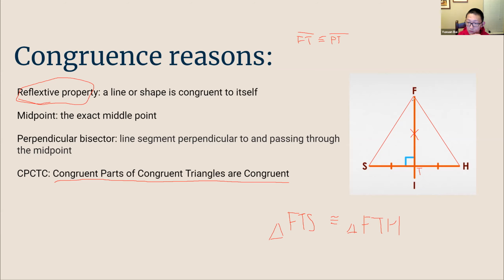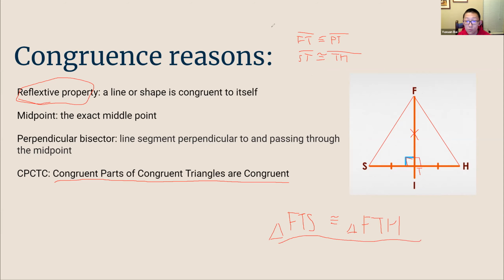We see that ST is congruent to TH, as marked on the diagram, and it's the definition of perpendicular bisector, which we also learned earlier. And we know that angles FTS and FTH are congruent because they're both right angles, and all right angles are congruent to each other because they have the same measure, and that's the definition of congruent angles. So we know 90 degrees, 90 degrees. Therefore, the two triangles are congruent.